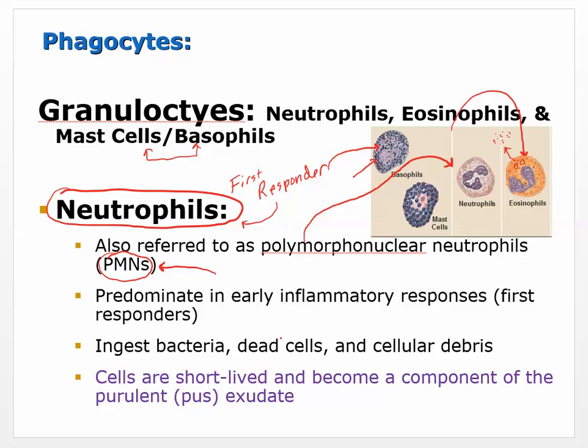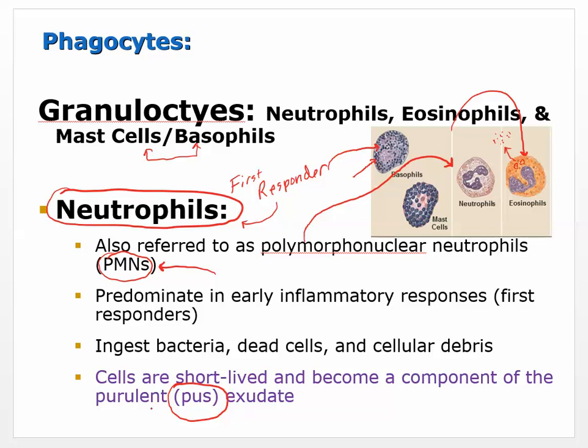They ingest bacteria, dead cells, cell debris, so they start really kind of clearing stuff up. They don't live very long, which is good because you don't want them to be active for too long of a time. You want them to clear out their stuff and then go away so they don't start damaging friendly cells. But they are associated with pus. So when you think of an injury that you've ever gotten that produces pus, those are neutrophils. Those are dead neutrophils. So they're the first responders. They don't live very long.